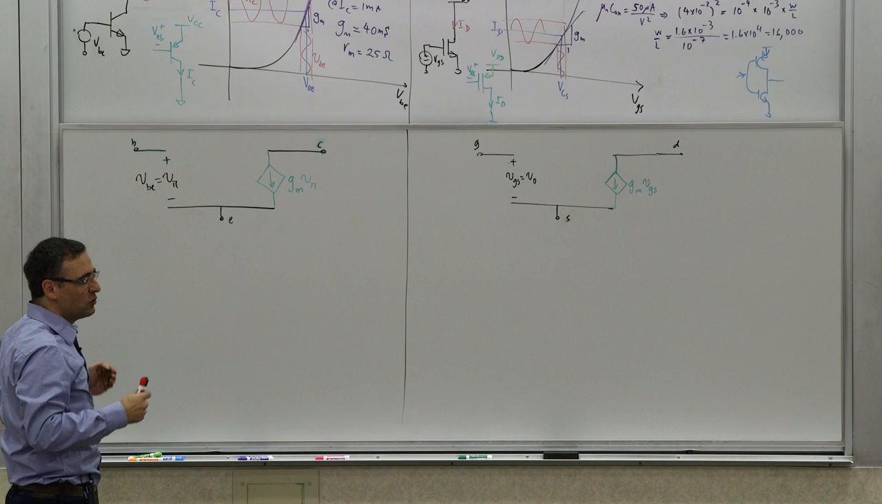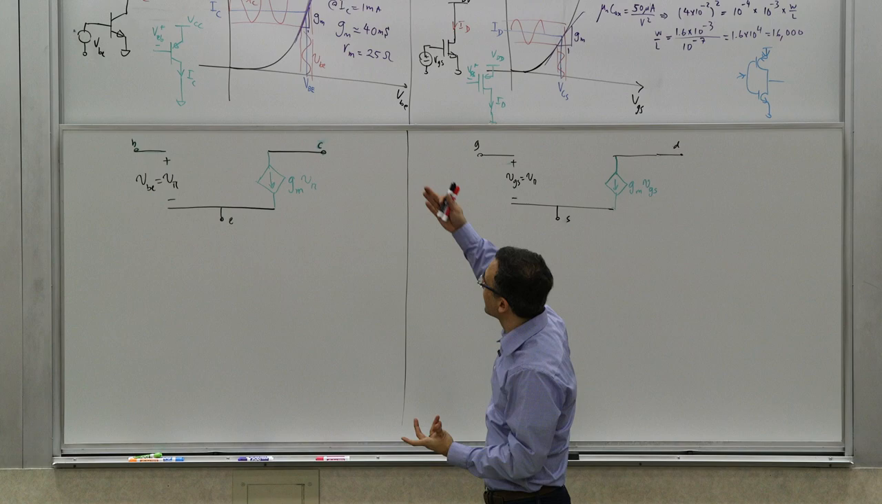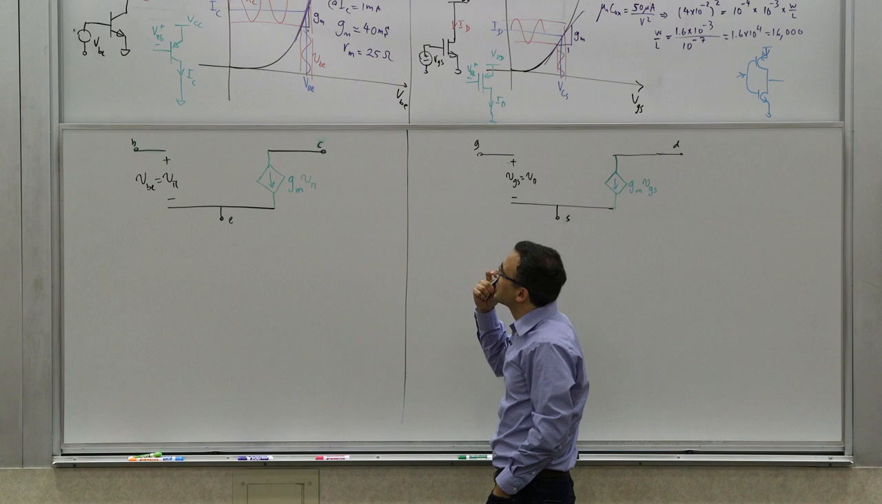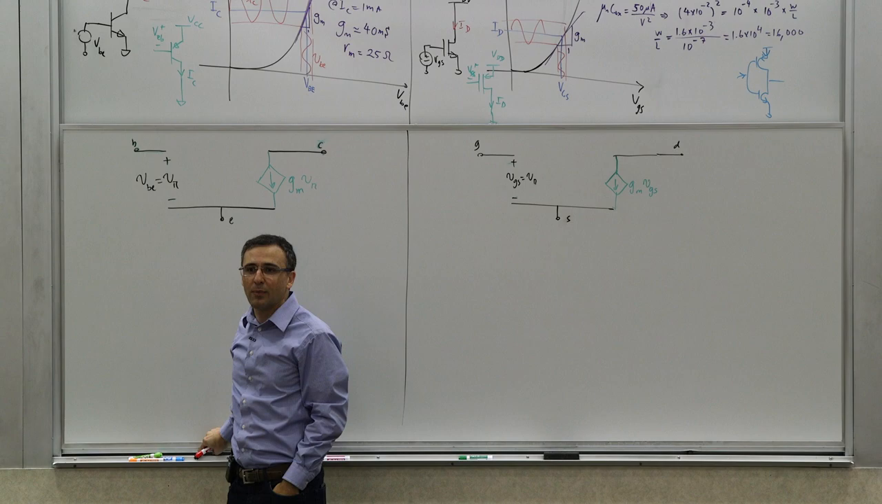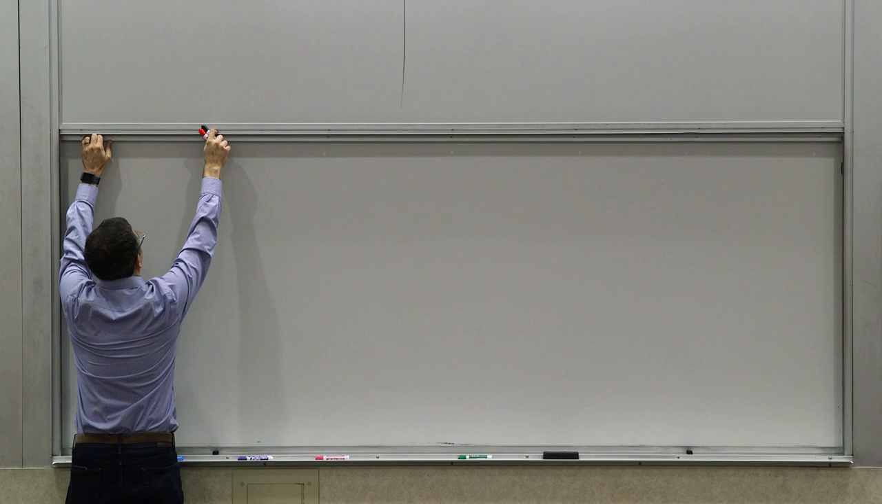So this is the good part of the transistor. Now, what else is there in our transistor that we need to take into account? Is there some incremental resistance that needs to be between the base and the emitter for the bipolar transistor? Why? That is correct. The answer is yes. But why? Why is there some incremental resistance that you need to take into account?